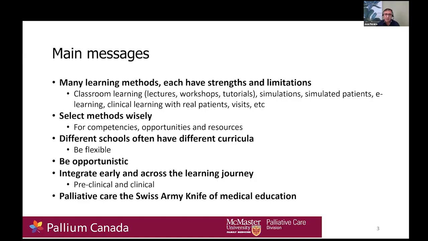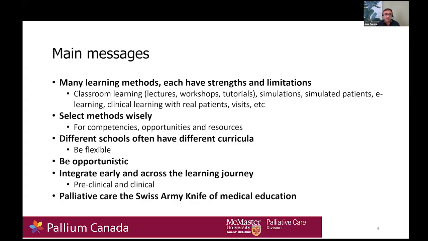We've also learned that it's extremely important to integrate palliative care education right across the learning journey, from the preclinical years into the clinical years. In Canada, the medical school is 4 years. McMaster, actually, ours is a 3-year, but it's a very intense 3 years. People have to have done another degree before they enter medicine. And then they have to do a residency, which can go anything from 2 to 5 years. So it ends up very much like in Europe, where it's about 6 to 8 and 10 years of education.